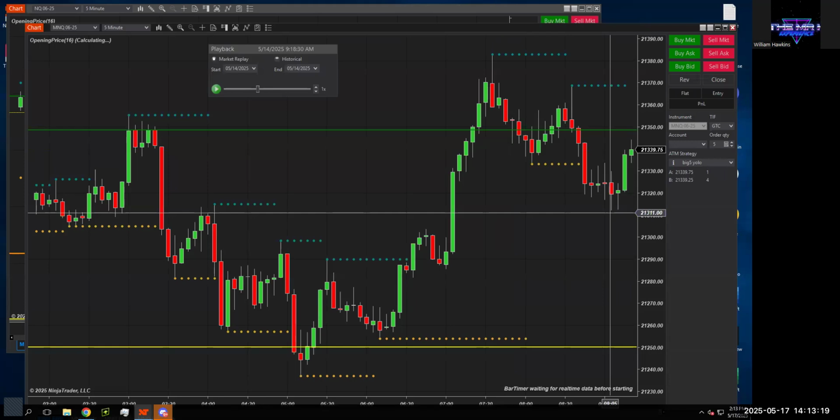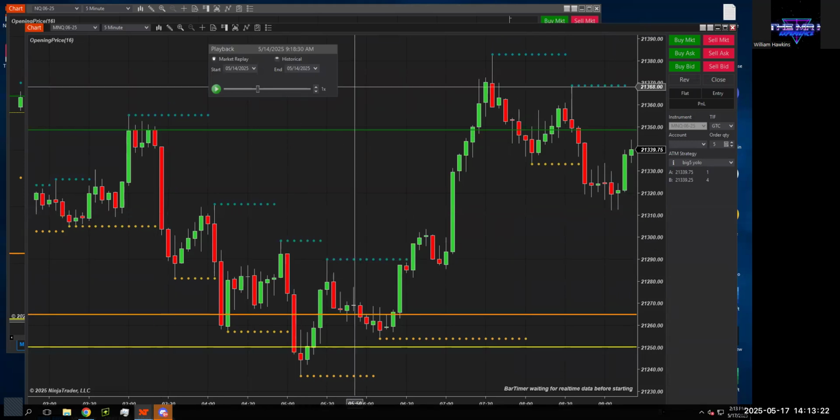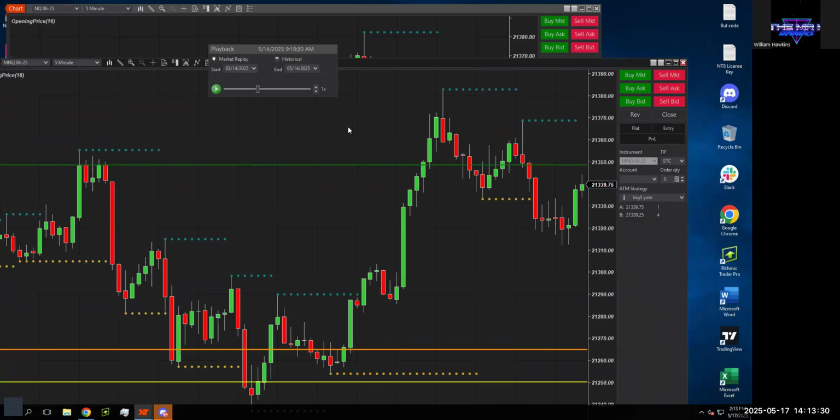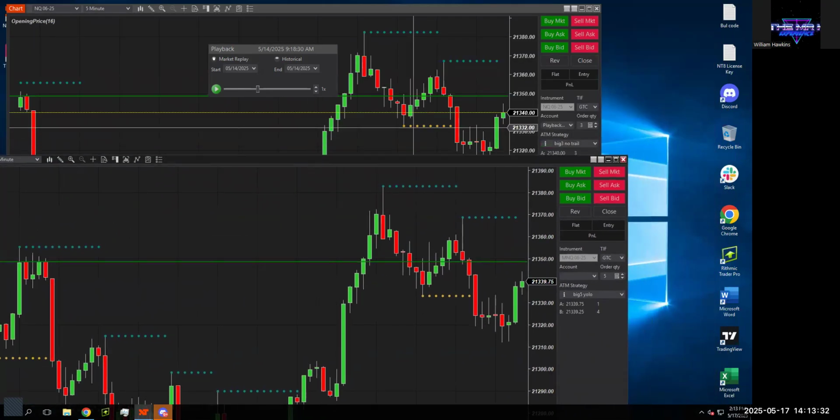All right, so there's that right there. Right here we're on MNQ because I always show you guys MNQ, but I want you to see NQ as well. And as you see, MNQ and NQ pretty much move the same, except sometimes the levels be slightly off.